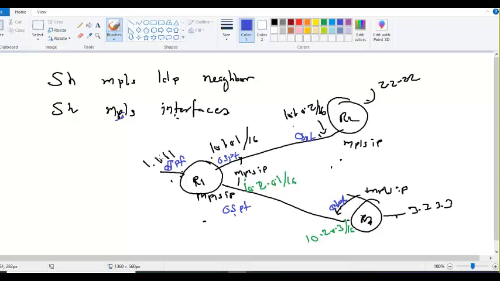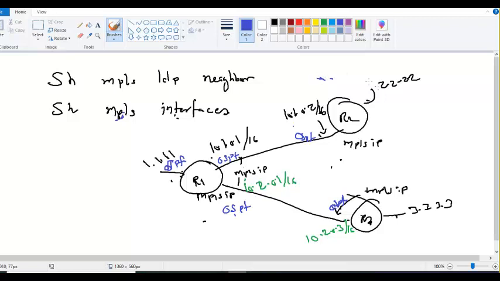But for MPLS, MPLS will pick a loopback interface address as a router ID. Manually also, if you want, you can assign a router ID for MPLS, but make sure that address is reachable. Make sure that address is reachable.